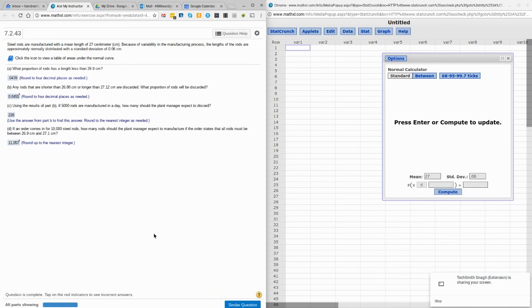Okay, here's a question from the 7-2 homework. It's question number 17. You've got a steel rod manufacturer, and the mean length of the rod that the manufacturer produces is 27 centimeters, but there's a little bit of variability in the process. It's normally distributed with a standard deviation of 0.6 centimeters.